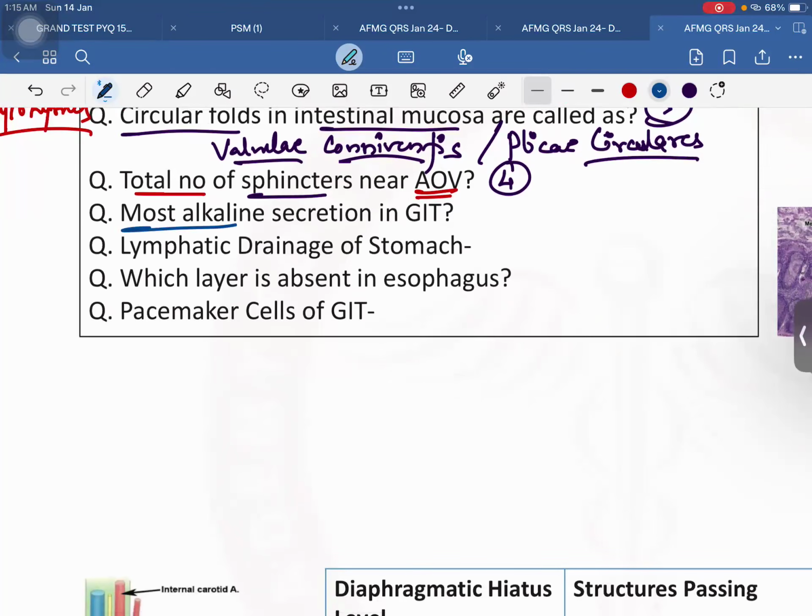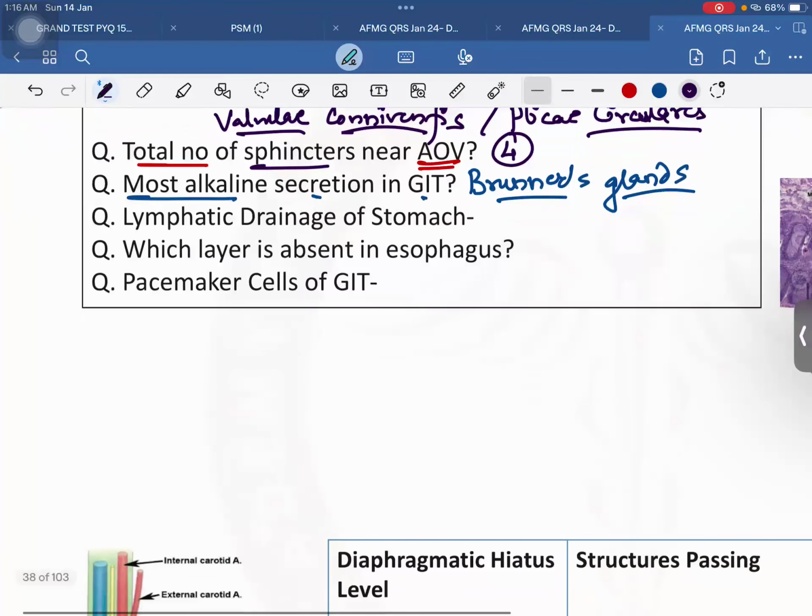If they ask you about the most alkaline secretion in the GIT, it is by the Brunner's glands of the duodenum. Lymphatic drainage of the stomach, if they ask you, occurs in which lymph node? The lymphatic drainage of the stomach occurs in the celiac lymph node.